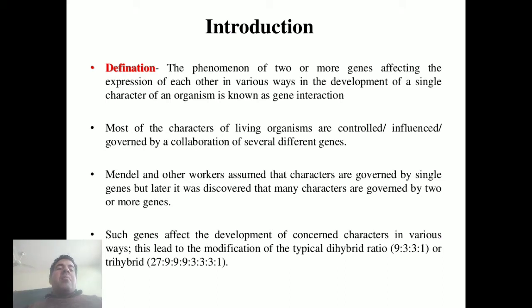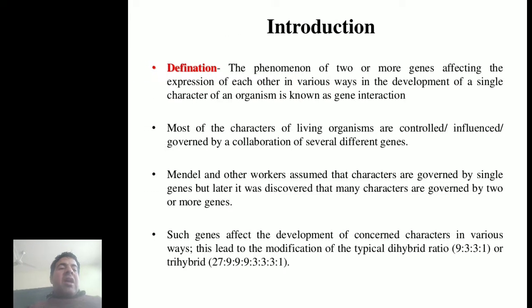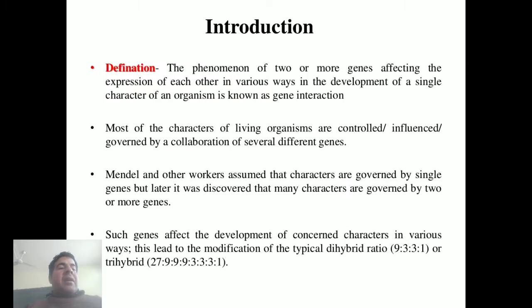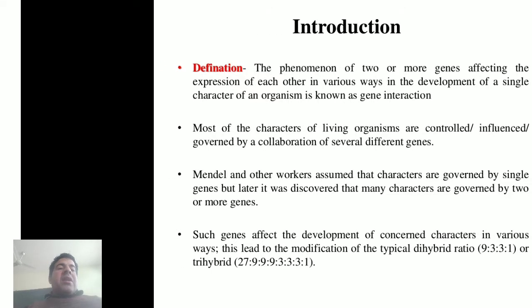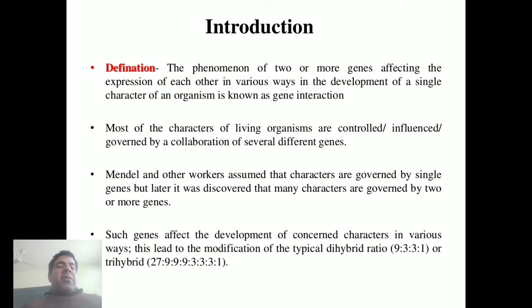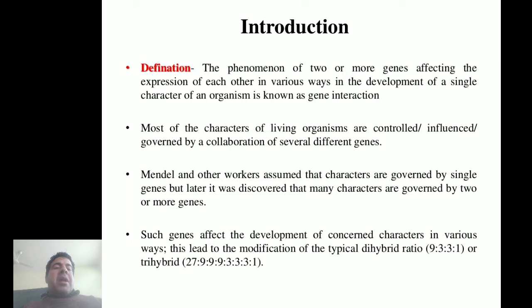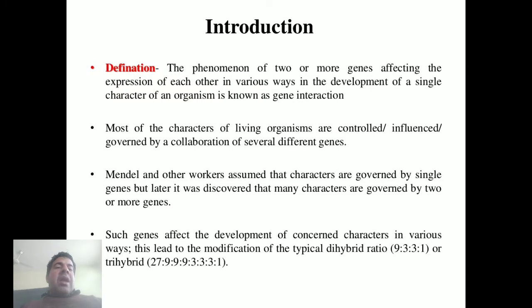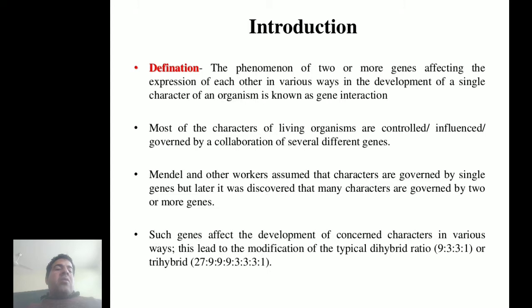Mendel and other workers assumed that characters are governed by single genes, but later it was discovered that many characters are governed by two or more genes that may be polygenic, epistatic, or different ways. Such genes affect the development of the concerned characters in various ways. This leads to the modification of the typical dihybrid ratio 9:3:3:1 or trihybrid ratio 27:9:9:9:3:3:3:1.